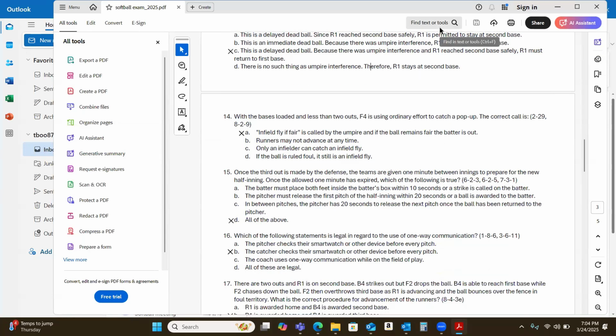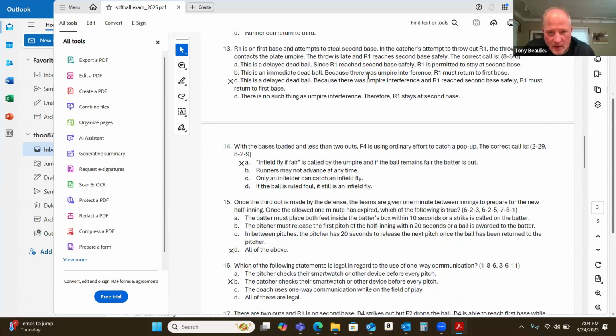Hey, Tony, this is Wayne. You mentioned that it's a delayed dead ball, but the answer says immediate dead ball. Where is that? Because it says this is a delayed dead ball. The answer is C. Can you see my screen? Well, you said return to first base, and that's the only one that matches. Returning to first base is the immediate dead ball one.